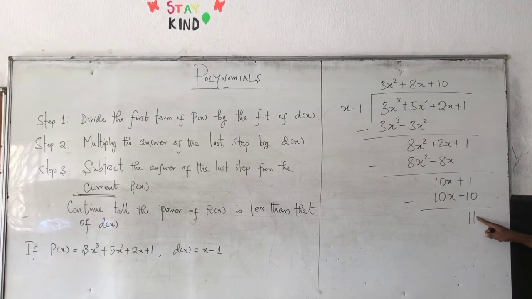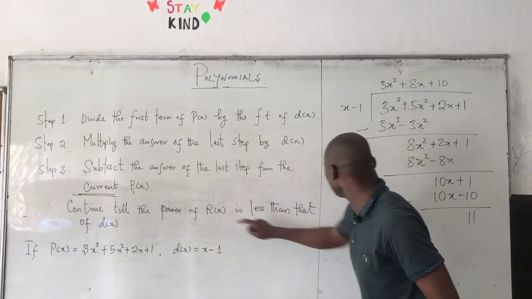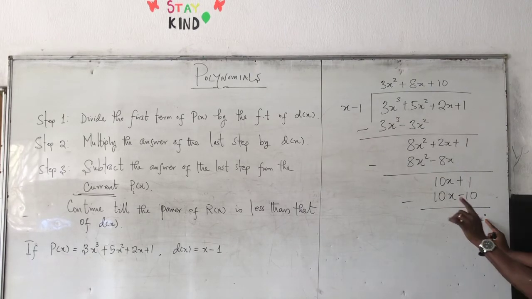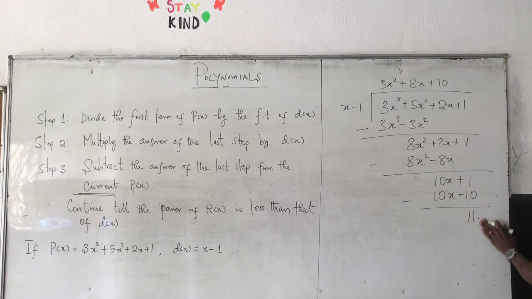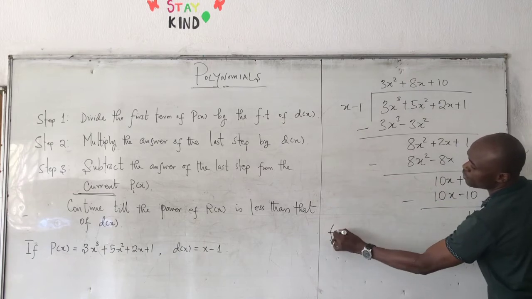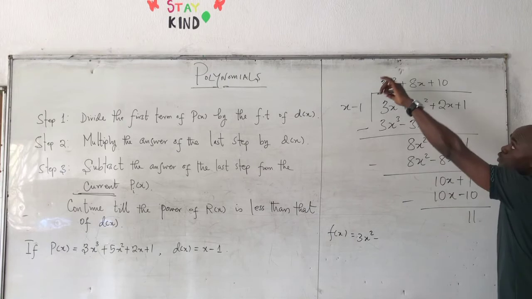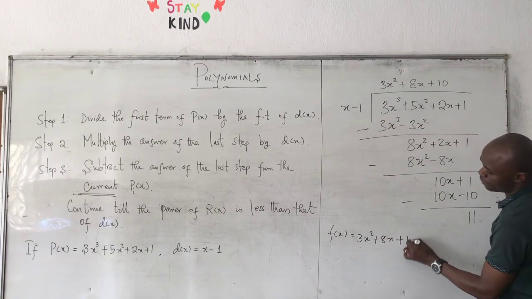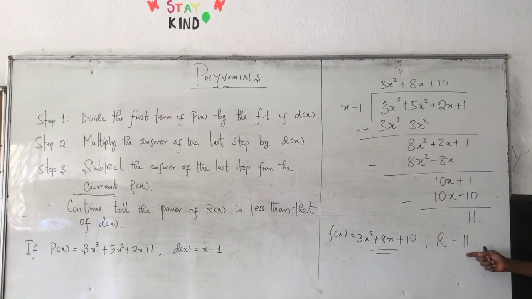So what is happening here? Continue till the power of r of x, the remainder, is less than the power of the divisor. The power of this is actually 0, and it is less than the power of this. So once that happens, this will stop. It means that our answer, f of x, is 3x squared plus 8x plus 10, which we call the quotient. So this is our answer, and the remainder is actually 11.